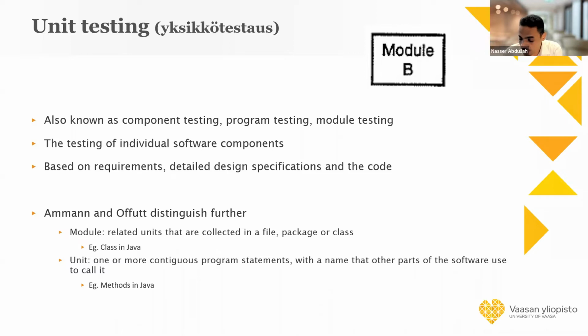Some people define what the unit is. Some define that a unit can be a class, so anything inside one file is a unit and can be tested. The second opinion is that a unit is a method. For example, we have a class with many methods inside it, so each method is a unit. But in general, the unit is anything in your system that can be tested individually.